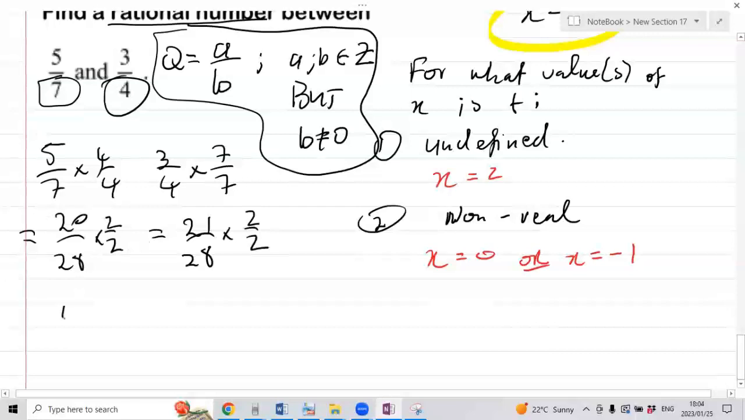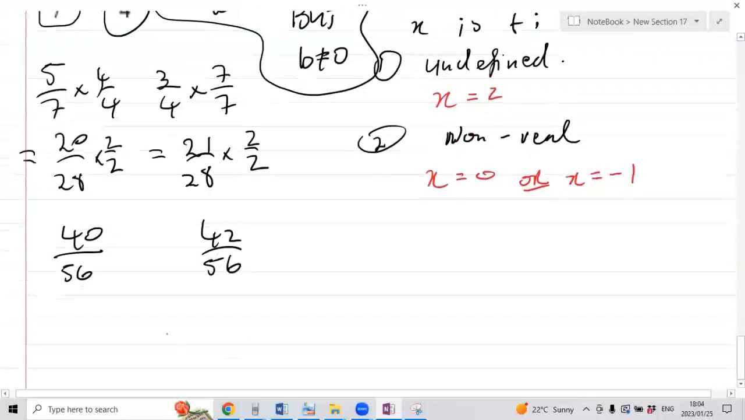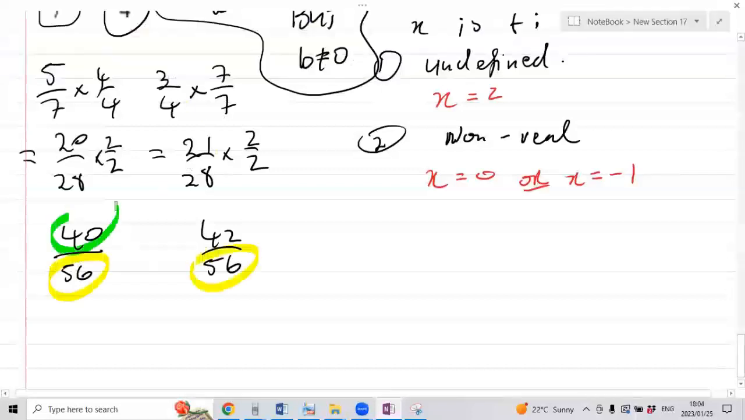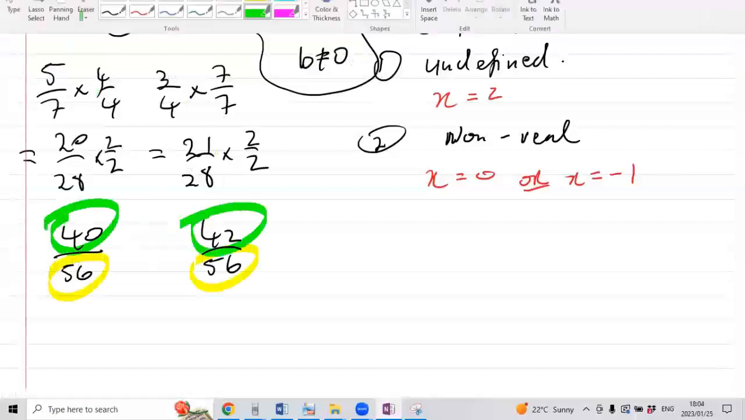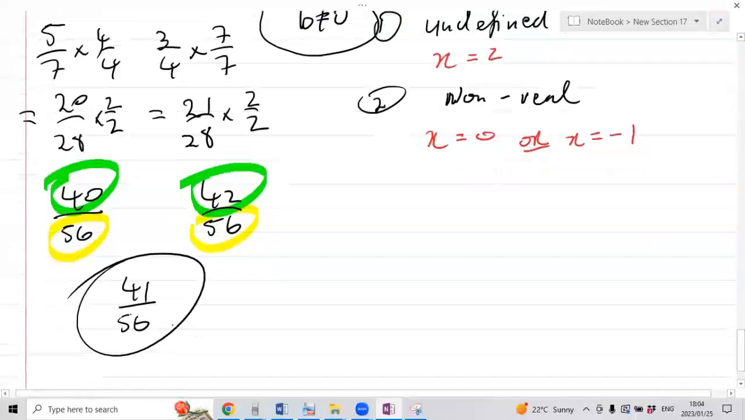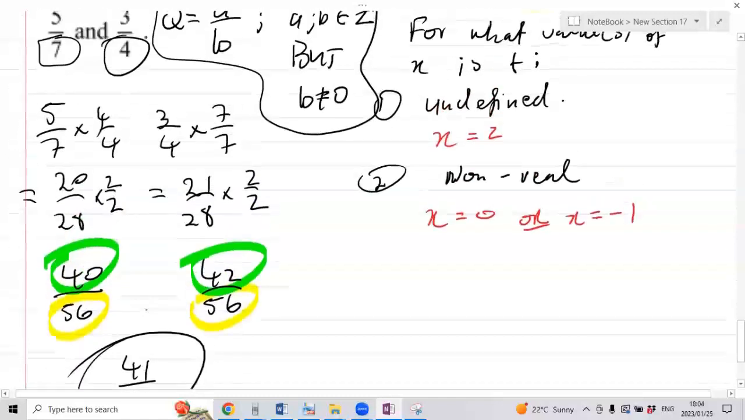So 20 times 2 is 40, 28 times 2 gives me 56, 21 times 2 is 42, and 28 times 2 is 56. So long as I have a common denominator here, I'm okay. Then I can just compare the numerators. That numerator is 40, that numerator is 42. Therefore, the number in between the two I can put as 41 over 56. And that should be my solution: 41 over 56. There you go. That's a rational number.